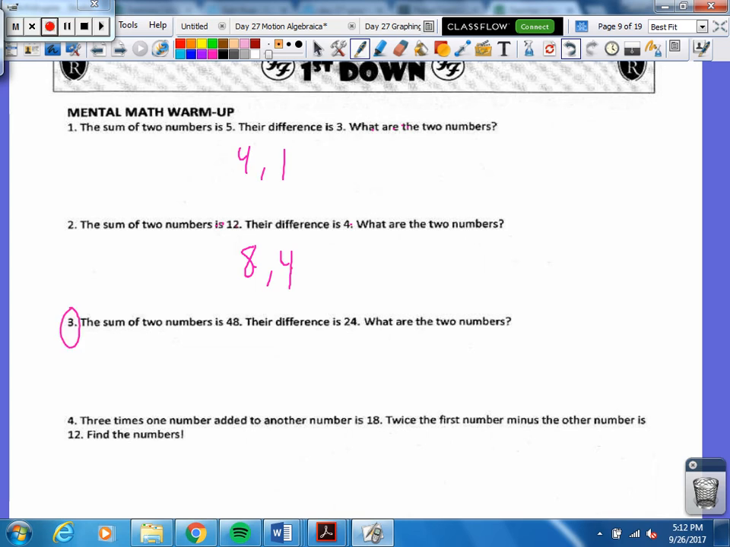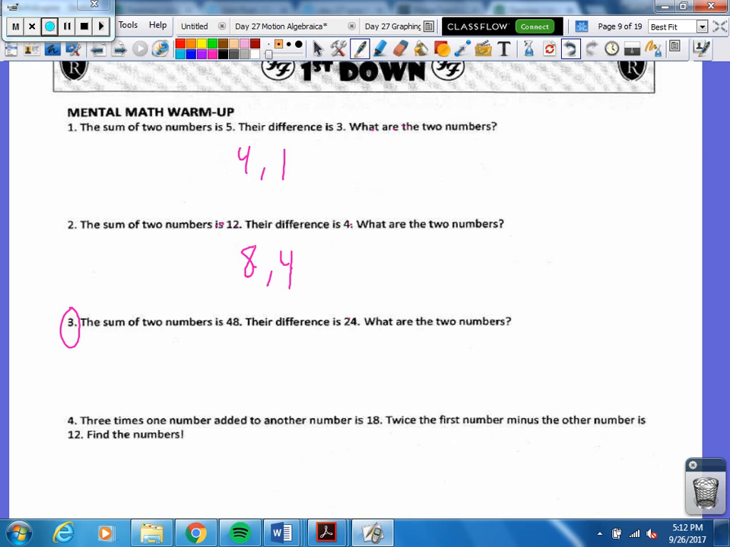Next round, round 3. See if you can hang. The sum of two numbers is 48, and the difference is 24, my favorite number. What are the two numbers? I don't really know. Let's hold that thought. I have no idea. These numbers are too big. I can't do it in my head.